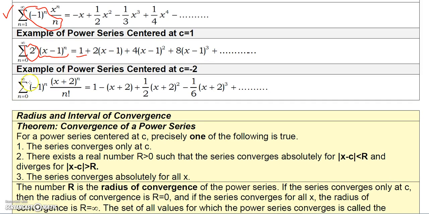And then here's another example of an alternating series. And again, this series, the a sub n is negative 1 to the n over n factorial. And then the power series portion would be the x plus 2 to the n. So if you let n equal 0, you'll just get 1. If you let n equal 1, plug 1 everywhere there's an n, and you'll just get minus the quantity x plus 2.